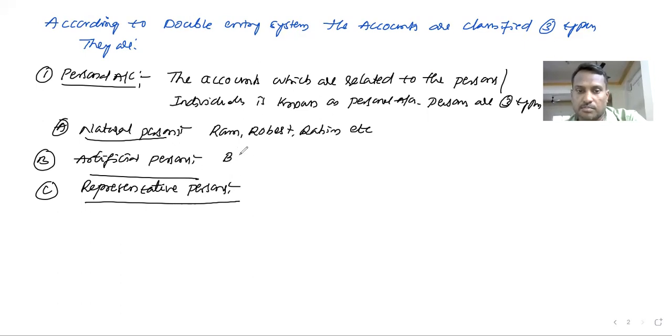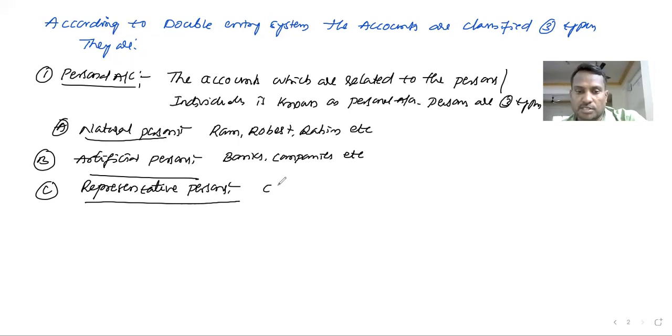Artificial persons: banks, companies, educational institutions, all the business organizations, all the banking sectors. These all are part of the artificial persons. These are also persons, but they are managed by the natural persons. These are also considered artificial persons, like the banks, companies, and educational institutions.